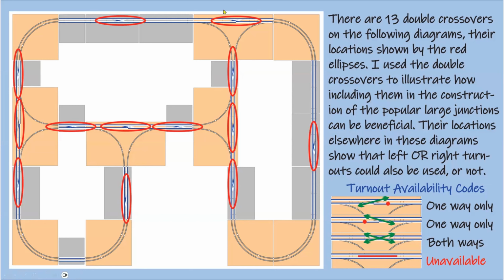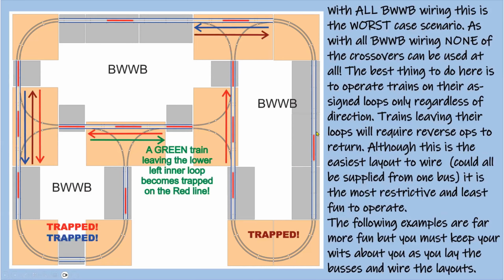Now, this is something that you'll probably want to look at and take time with. There is a code down here showing just exactly what you're going to see on the next diagrams and what it means. The one thing about these three loops, if all three of them are blue, white, white, blue, it's basically the worst case scenario of this layout.